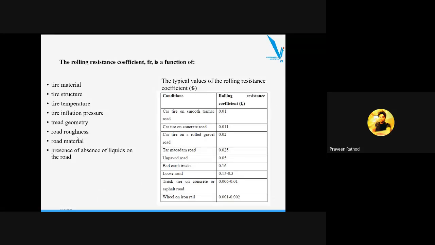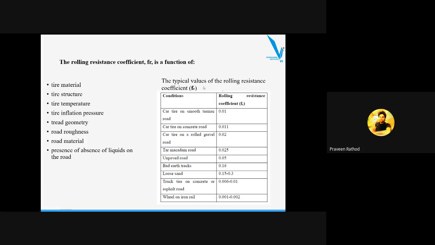And road roughness is also one of the major things when we consider the rolling resistance coefficient. The presence or absence of liquid on the road, and different environmental conditions, are also functions of the rolling resistance coefficient. So you can see this table of typical values of rolling resistance coefficient.